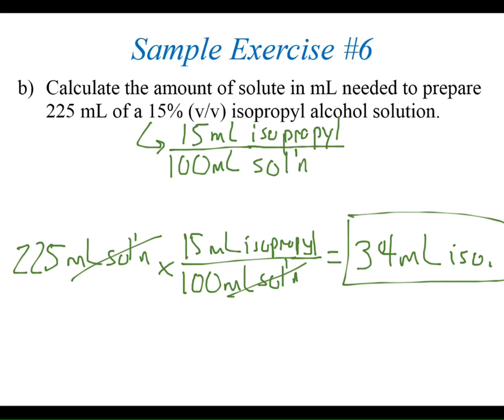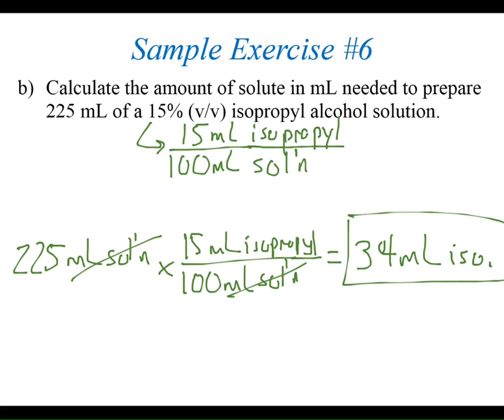So there you go. If you wanted to make 225 milliliters of solution, and you want it to be 15%, what would you do? You would go in the lab and measure out 34 milliliters of isopropyl, pour it in your beaker, and then add water until it's a total of 225. When you stirred it all up, voila, you would have a 15% solution.